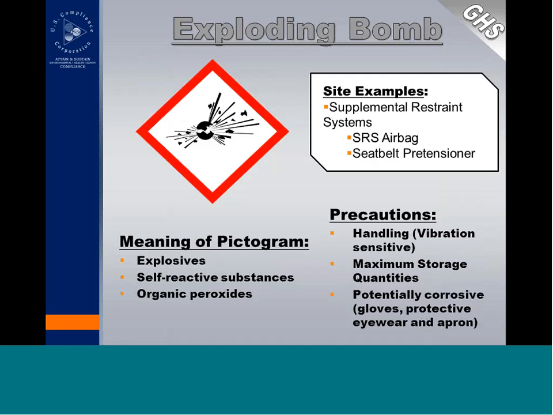Examples of materials that may wind up receiving this designation once assigned include your supplemental restraint systems, such as airbags, the ones in the steering wheels, not the ones in the suspension, and pretensioners in seatbelts.